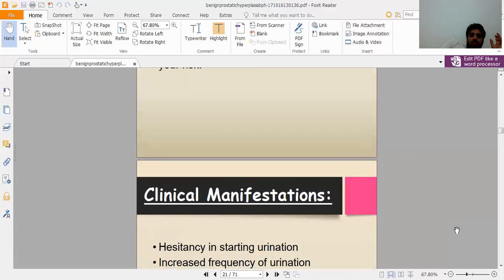So students, this is all about the causes, risk factors, definition and pathophysiology of BPH, benign prostatic hyperplasia.